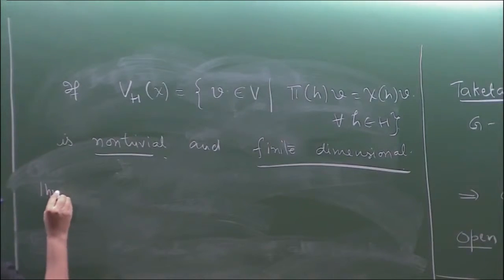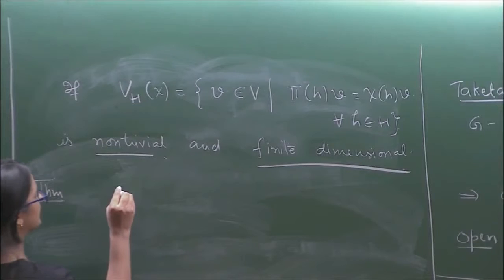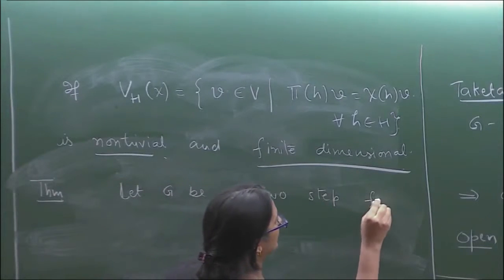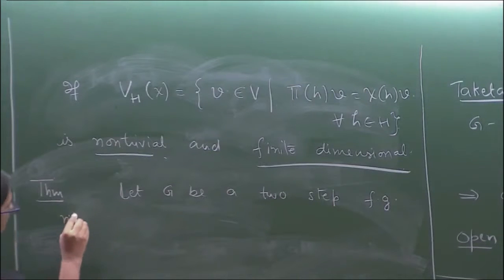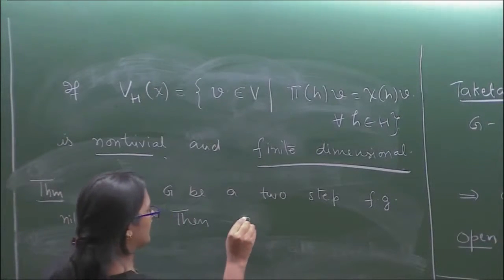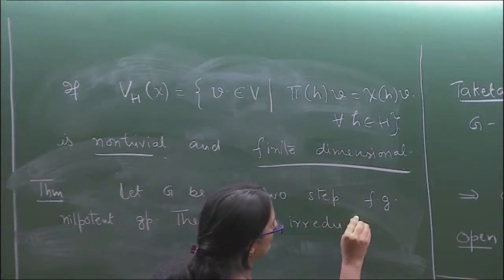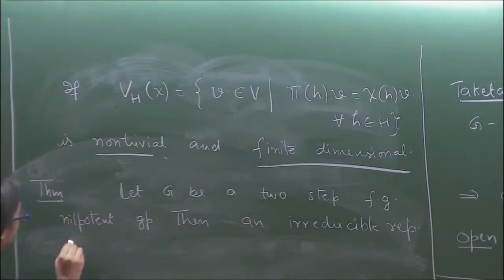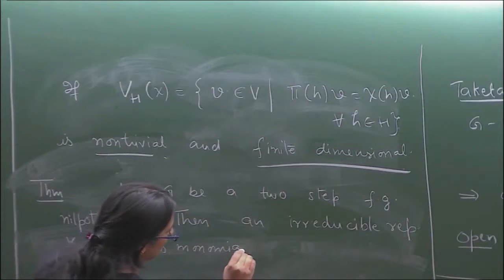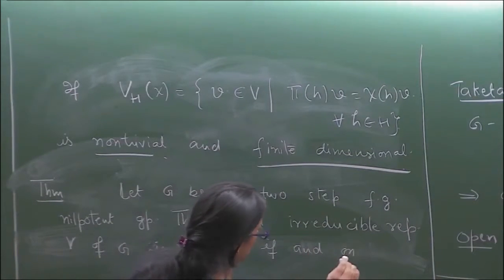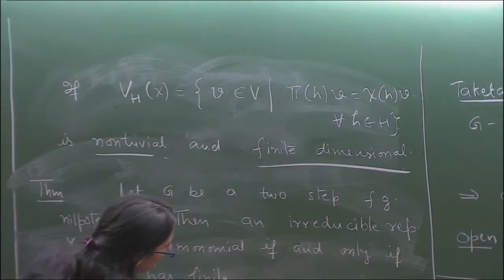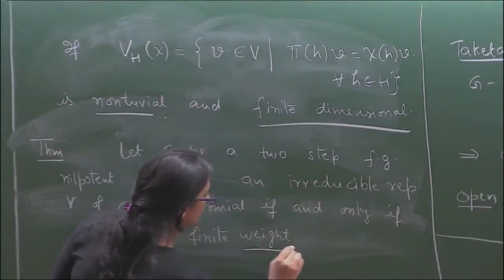So the theorem that Arnal and Parshin proved was that, let G be a two-step finitely generated nilpotent group, then an irreducible representation V of G is monomial if and only if it has finite weight.